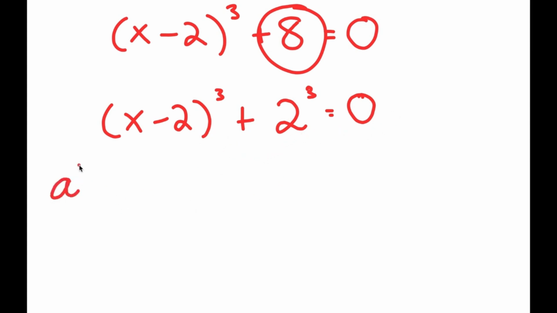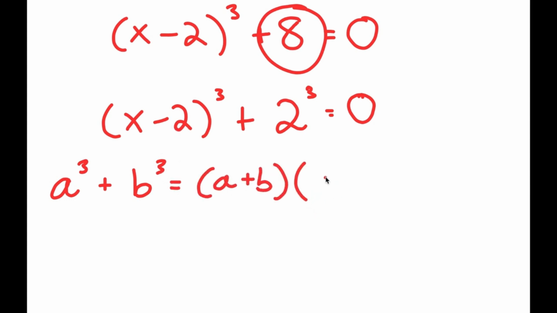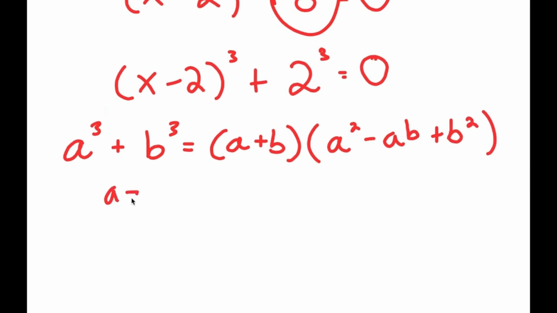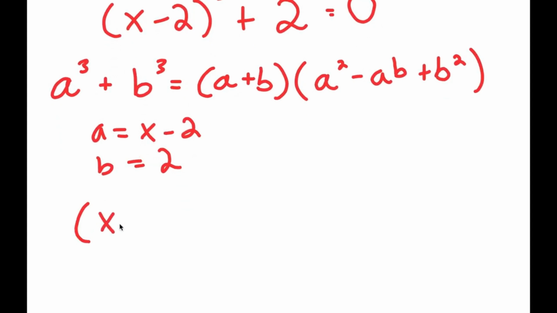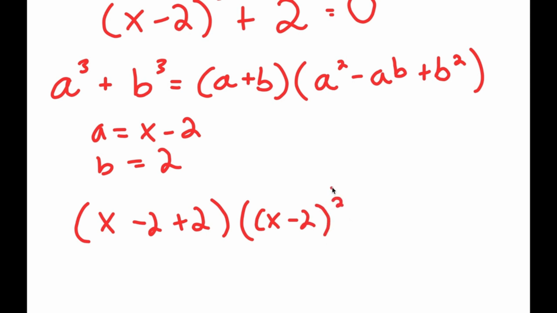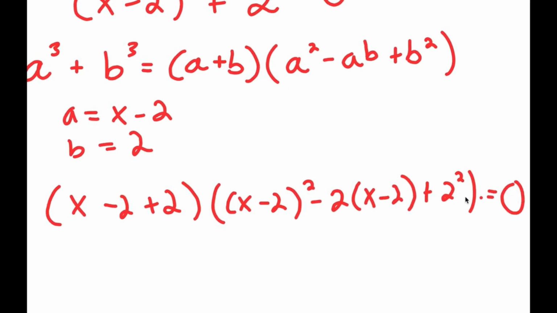And the reason I did that was because if I have something in the form a to the power of 3 plus b to the power of 3, this is equal to (a plus b) times (a squared minus ab plus b squared). So in this case, a is equal to x minus 2 and b is equal to 2. So I get (x minus 2 plus 2) times ((x minus 2) squared minus 2 times (x minus 2) plus 2 squared). And this is equal to 0.